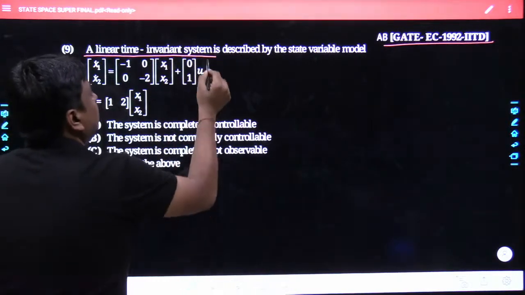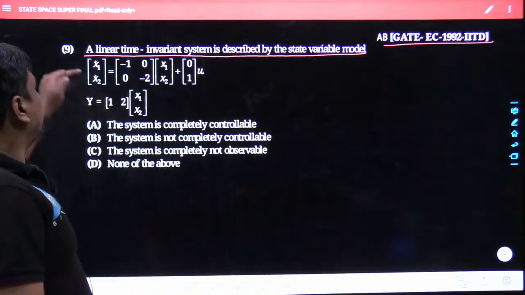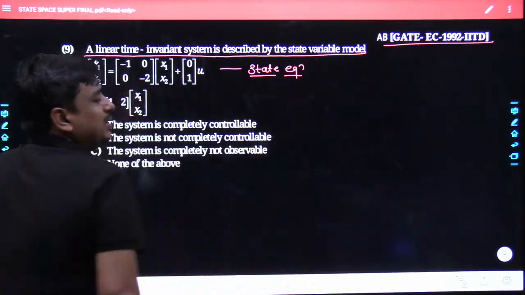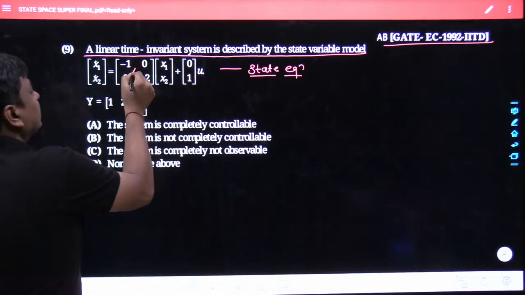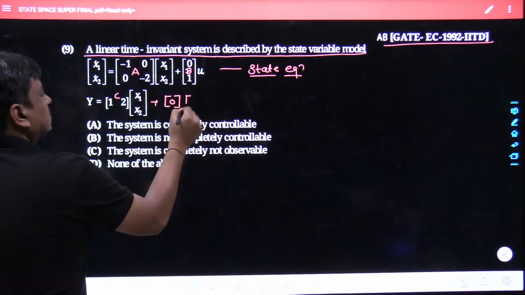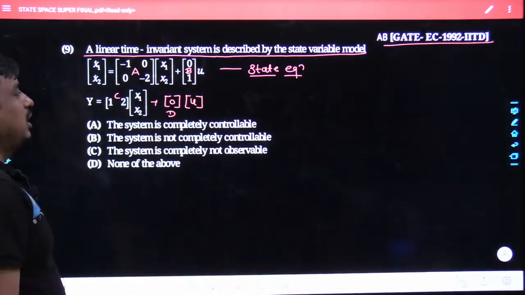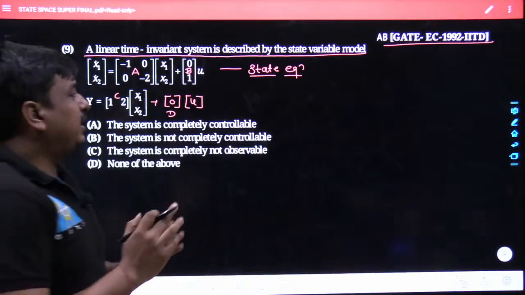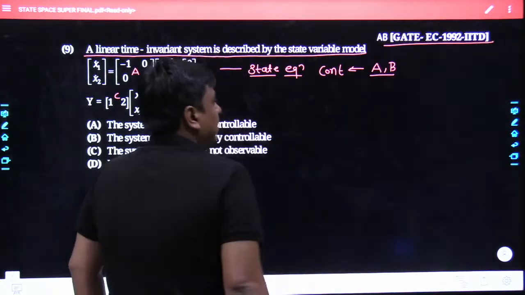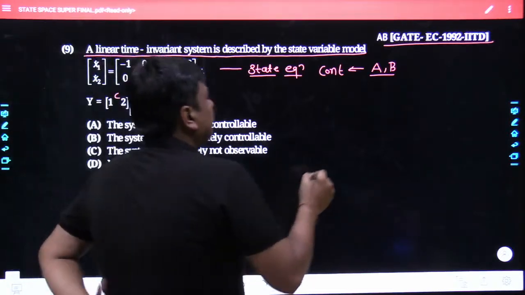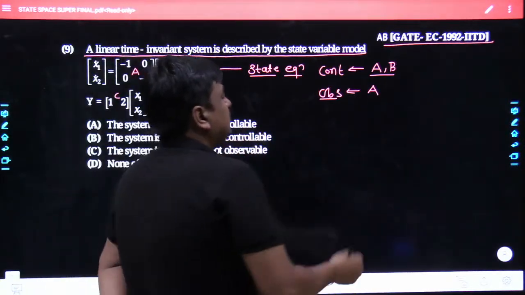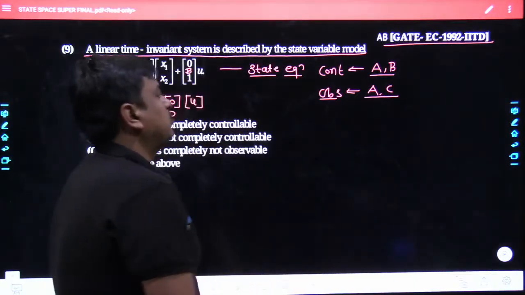A linear time invariant system described by the state variable models. Obviously, you can see very well the first information given is nothing but the state equation, which used to be x dot is equal to Ax plus Bu. So you can see very well it is my matrix A, it is my matrix B, it is my matrix C, and probably the matrix D is a null matrix. Yes, null matrix. Anyways, in the controllability test, you need two inputs, matrix A, which is nothing but the system matrix, and matrix B, which is nothing but the input matrix. Similarly, in the observability test, we need two matrices as the input. First is the system matrix and the second is the output matrix.